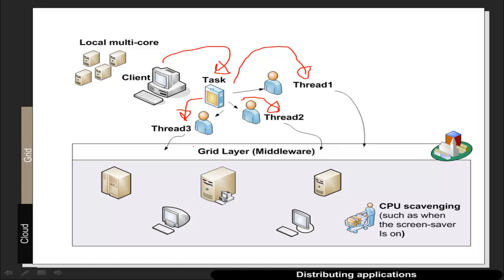Then we can have a grid layer, which is our middleware, and our middleware will bring together a number of machines across the internet. So typically what happens is that we use CPU scavenging. So if a machine isn't actually being used at the current time by the user, then it is possible to use its CPU. So many applications of grid computing use the CPU when the screensaver is on the computer. So it's then up to the middleware to then assign each of these threads to different machines through some sort of CPU scavenging.